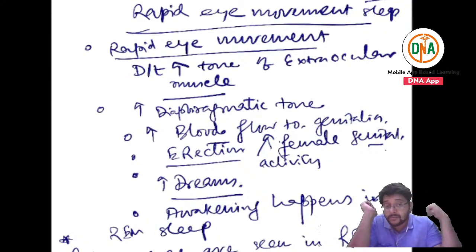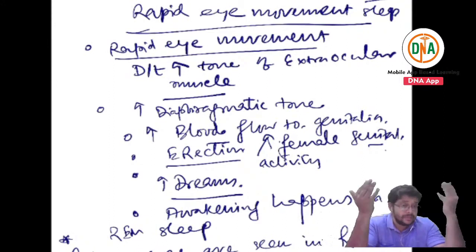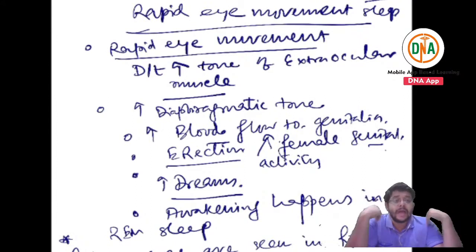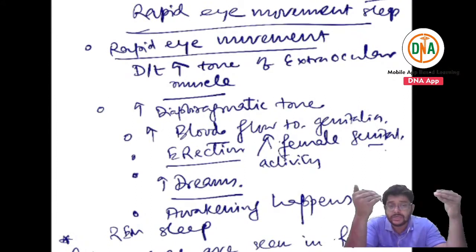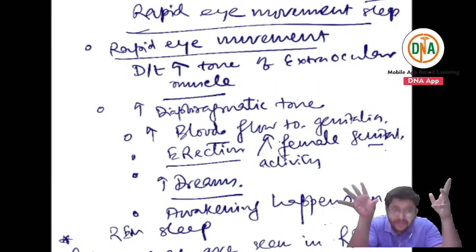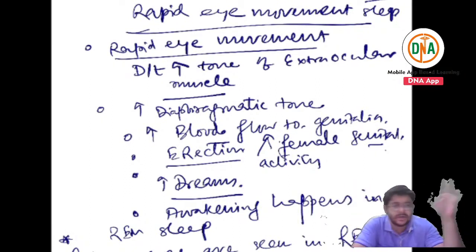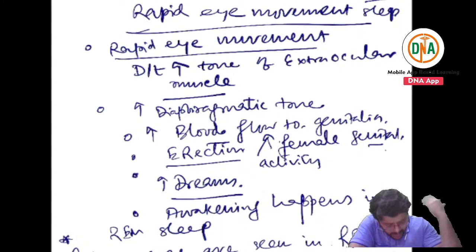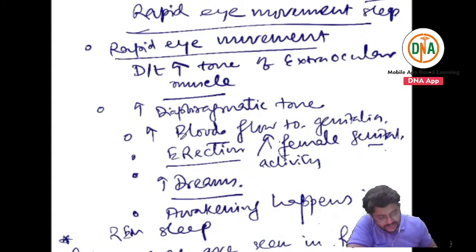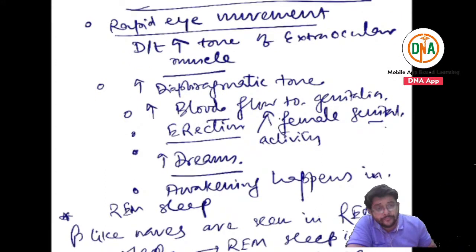Second, diaphragmatic movement is more, so there's a chance of high breathing activity, high respiratory activity. Third, blood flow to the genitalia, the vascular smooth muscles, are acting more. So there's a chance of erection, penile tumescence, all this. So an awakening also happens from this REM zone.